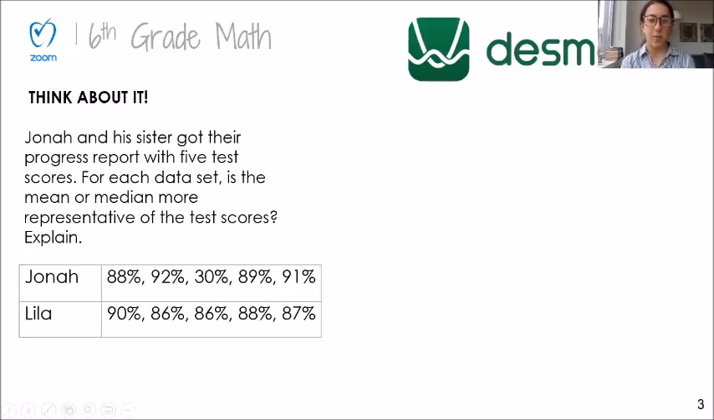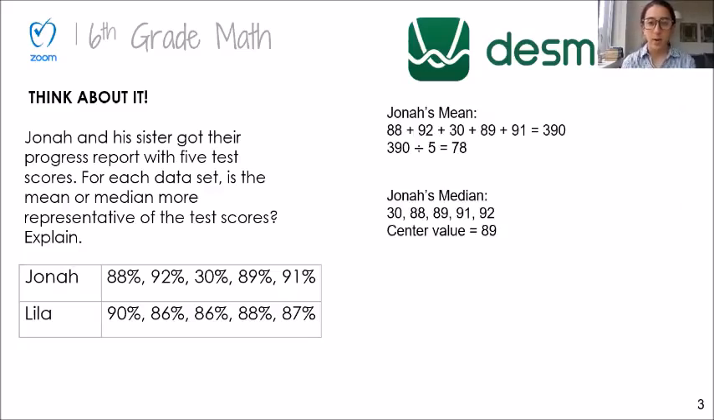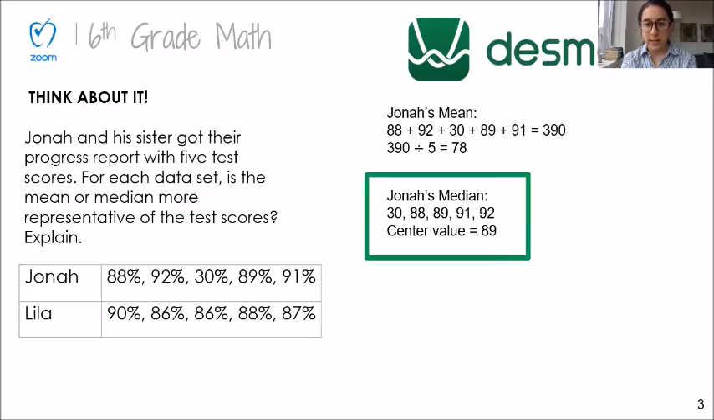I'm sure you guys just had a really strong discussion about Jonah's data set. Let's actually look at the data a little bit closer to just stamp what we learned from Jonah's data set. We know that Jonah's mean test score is 78, and we know that his median test score is 89. So the question we were trying to determine is, is the mean or the median more representative of his test scores? So is 78 or 89 more representative of his test scores? We see that the median is more representative.